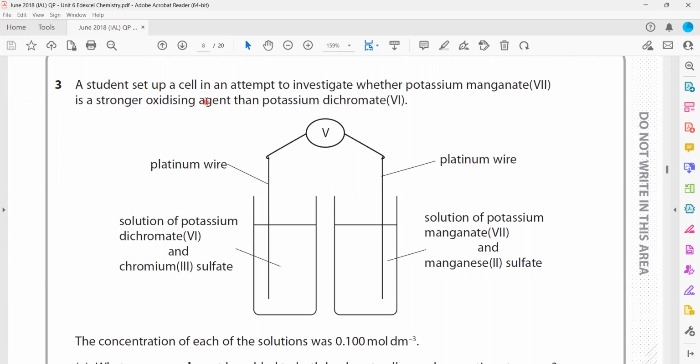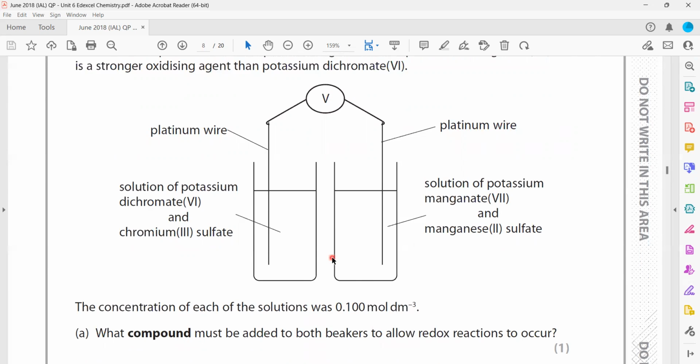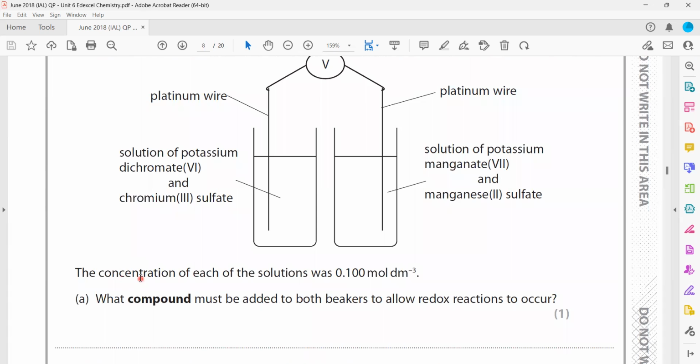A student set up a cell in an attempt to investigate whether potassium manganate is a stronger oxidizing agent than potassium dichromate. So the student used potassium dichromate solution and chromium 3 sulfate, and another one, potassium manganate 7 and manganese 2 sulfate. And a platinum wire is used. The concentration of each solution is 0.1. What compound must be added to both beakers to allow a redox reaction to occur?